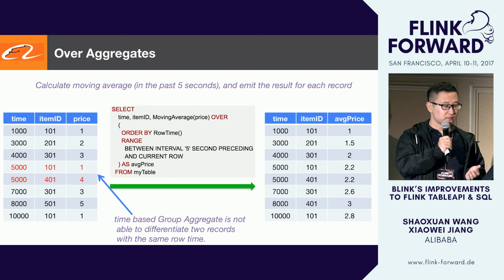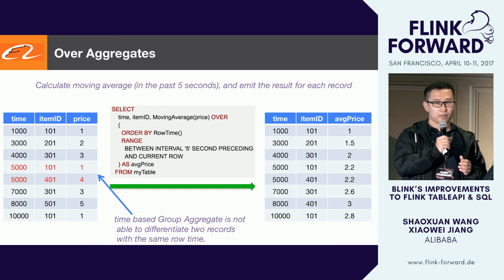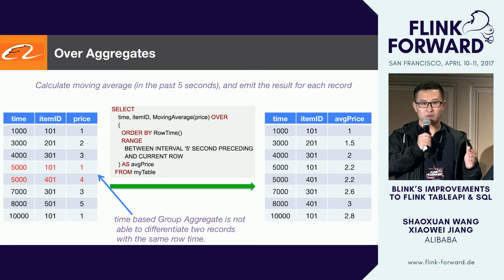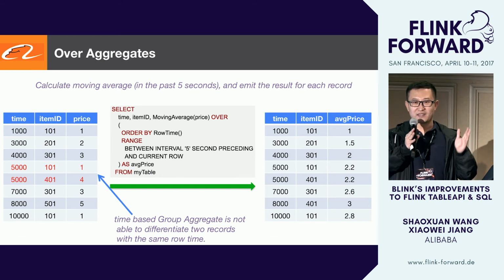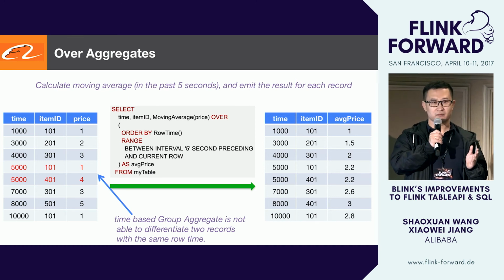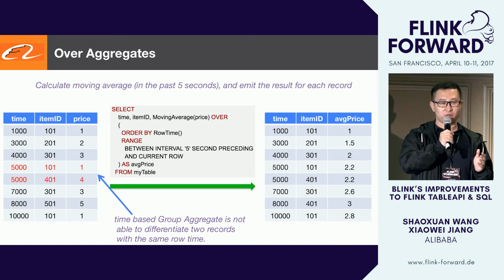The major difference between over aggregates and grouping aggregates is that grouping aggregates basically group the data, and for each group, it just generates one result. For the over, it generates a result for each record, always. So the over is very helpful in some cases.